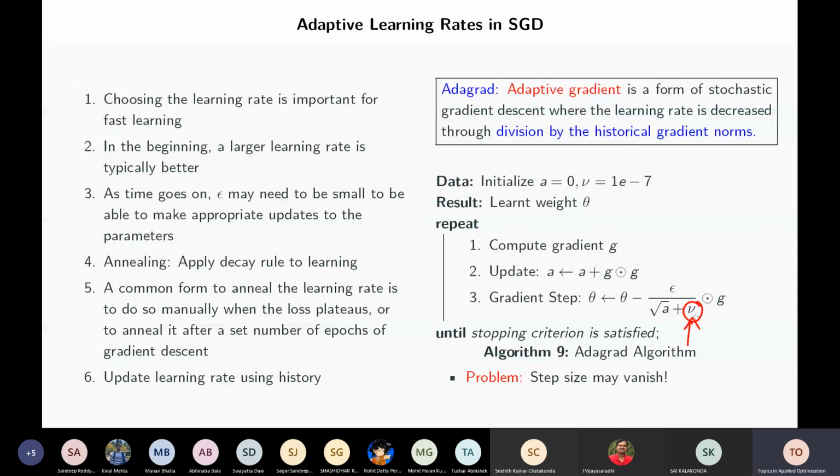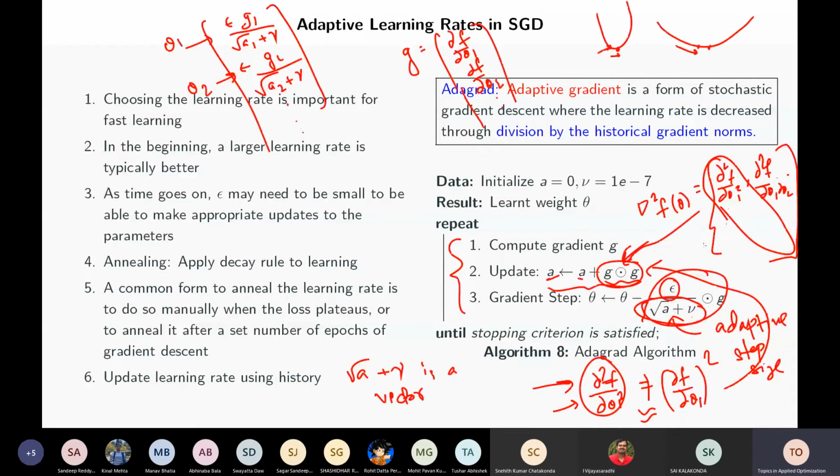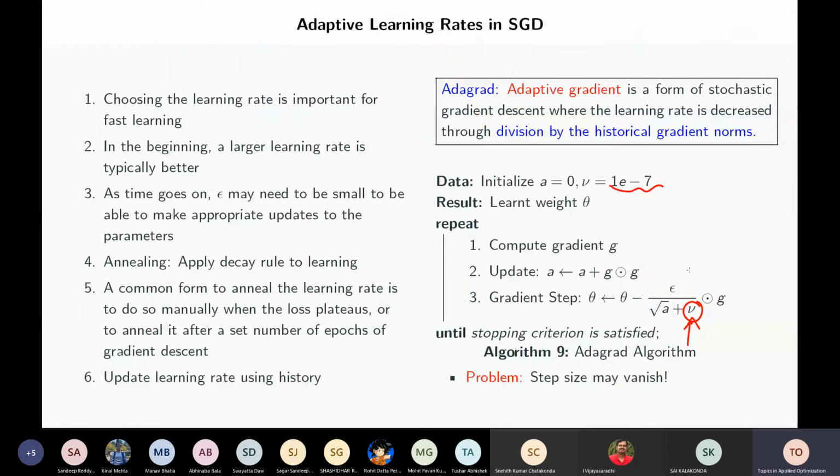So yeah, the step size may vanish, and that's why I said that we add this parameter, a very small quantity. We should be careful to add a very small quantity just to make sure that the denominator doesn't become 0, because it may happen that along certain directions the derivative is 0. For example, del f by del theta 2 may be 0. In those cases we make sure that it's not divided by 0, and the algorithm actually works.